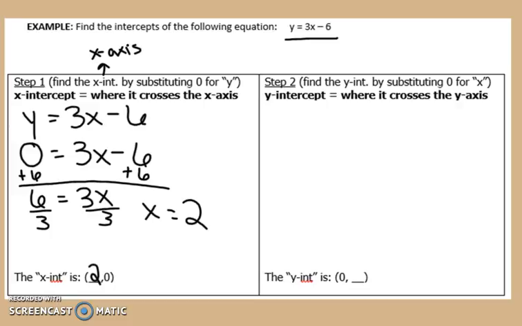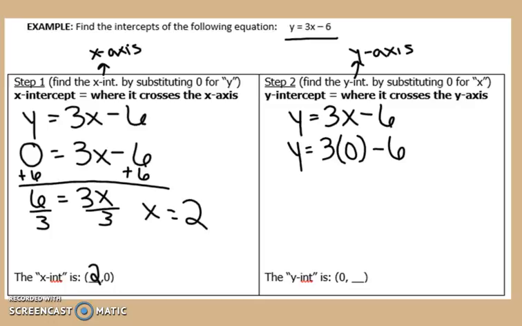Now, when we go to find our y-intercept, again, it's along that y-axis, so I'm going to substitute 0 in for x. Well, if I have my original equation, y equals 3x minus 6, y stays, and I have 3 times 0 minus 6. If I do order of operations, 3 times 0 is 0, and 0 minus 6 is negative 6. So y is equal to negative 6. And again, just be careful where you put it. If it's y, it needs to be the second number in your coordinate point. If it's x, it needs to be the first number.